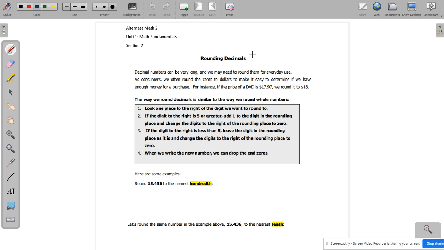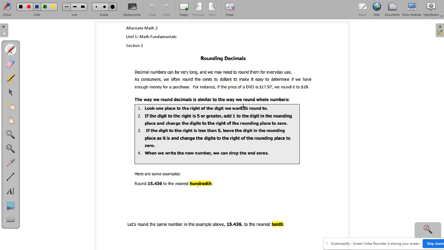Today we're going to be looking at rounding decimals. Sometimes decimals can be very long and we need to round them for everyday use. If you're at the grocery store, you might want to round up one of your items just to make sure you have enough money. So if you have a DVD and it's $17.97, you want to think of that as rounded to $18. If you have $18, then you can afford to buy this DVD.